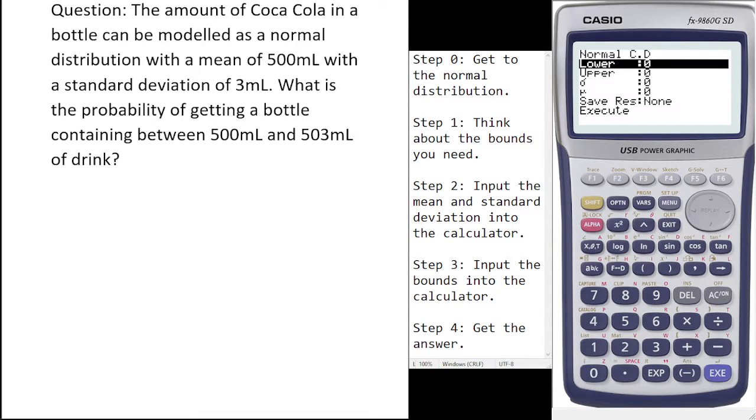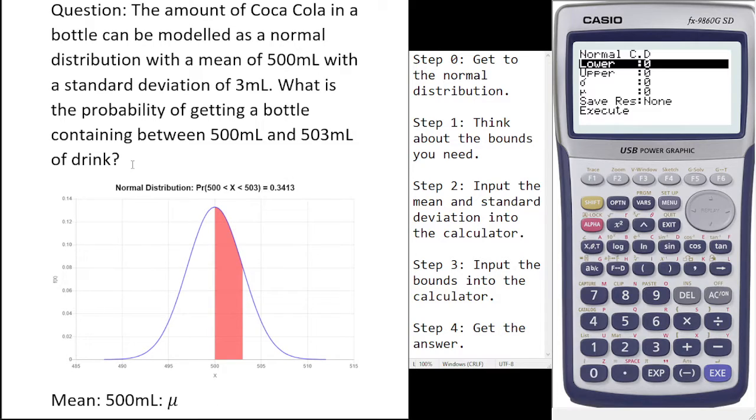Before we jump into what we need to type in, we need to look at what the graph actually should look like and what the different aspects of it would be, like the lower bound, the upper bound, and from the question we can glean the mean and standard deviation too. So let's just pull up what the graph should look like. And we see that the graph we're looking at is some chunk in the middle here, so the 500 and 503. This works for any chunks.